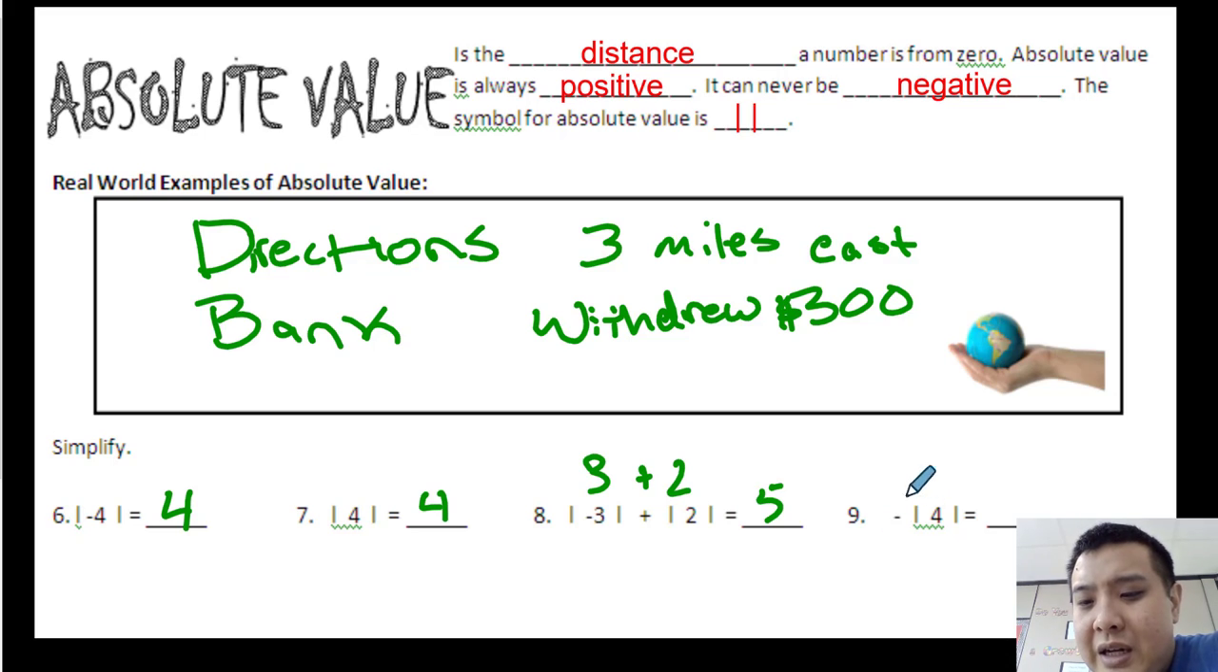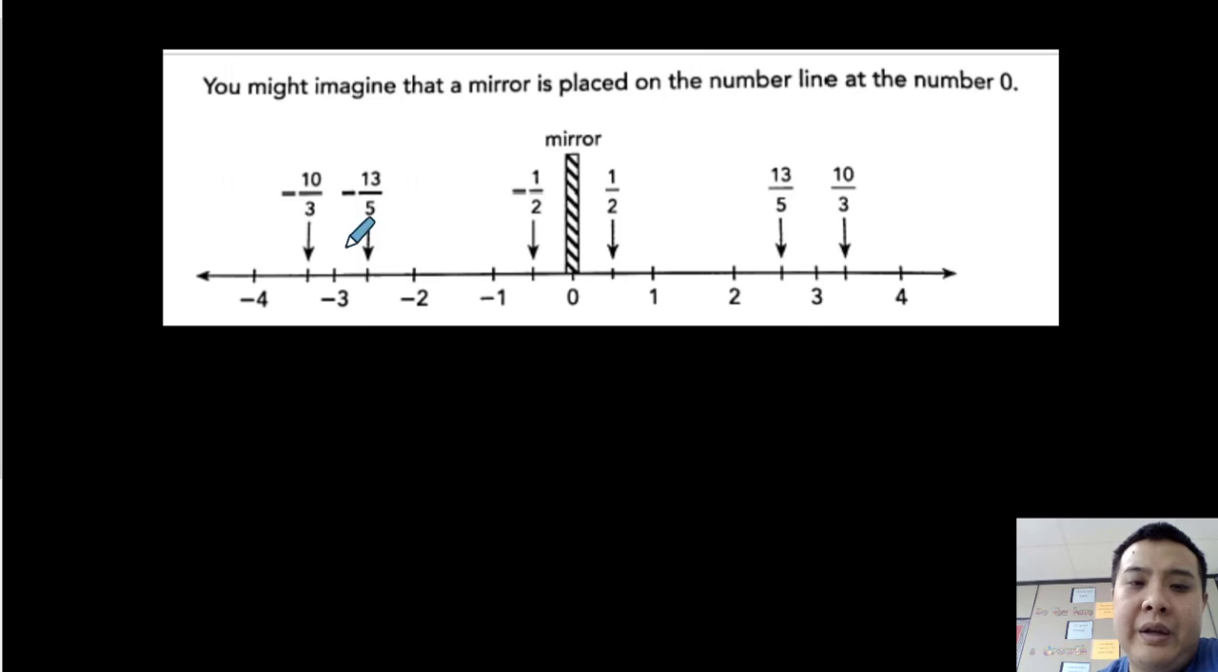Here, the negative sign is on the outside of this absolute value sign. So what we first do is take the absolute value of 4, which is 4, and then put the negative sign. Because this negative sign is not inside the absolute value, we don't make it positive. We keep it negative. This is going to be -4.